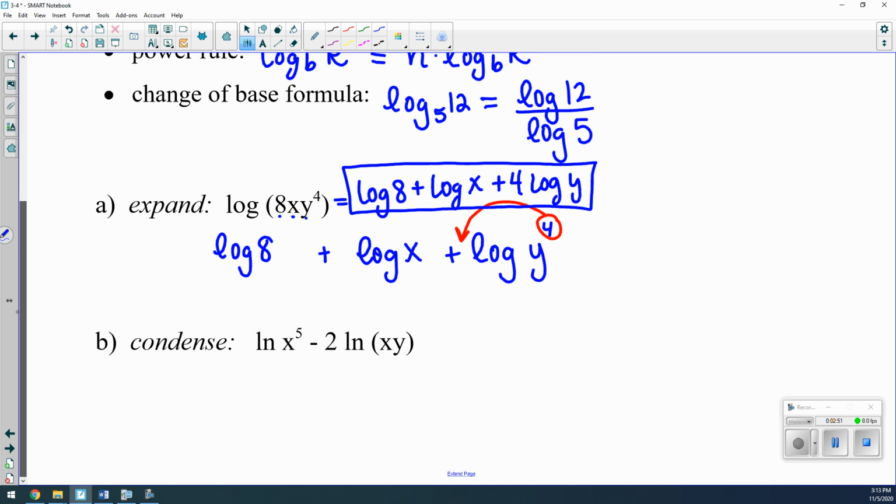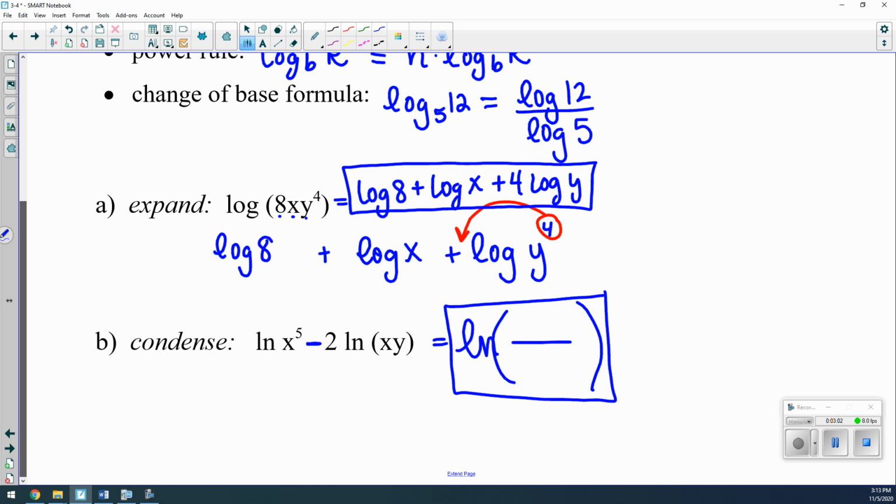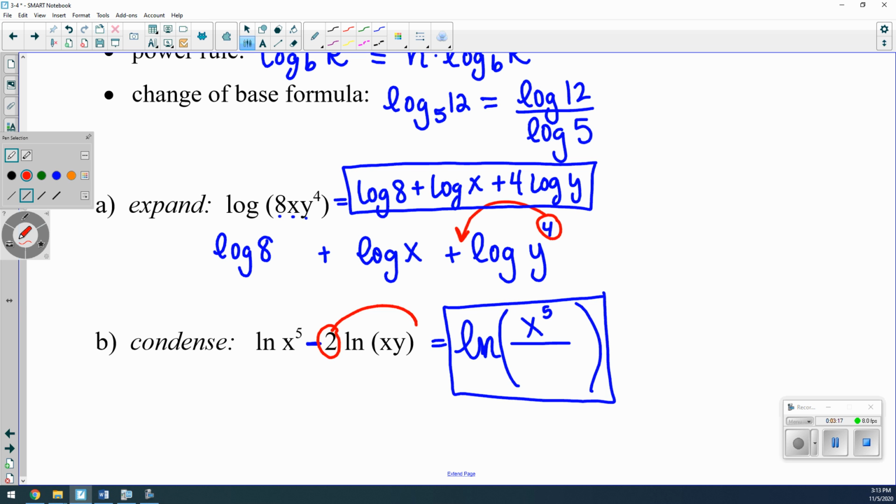Next, let's condense. So when you're condensing, you are only allowed to write ln once. Now, I know that I'm going to have a quotient here because minus signs become the division bar. So on top, x to the 5th. On the bottom, xy. No, wait a minute. You had a number out front that needs to become a power. So you're reversing that power rule now. So this will be xy raised to the 2nd power. Make sure you keep xy in a set of parentheses because you need to square both the x and the y. And that is condensed.